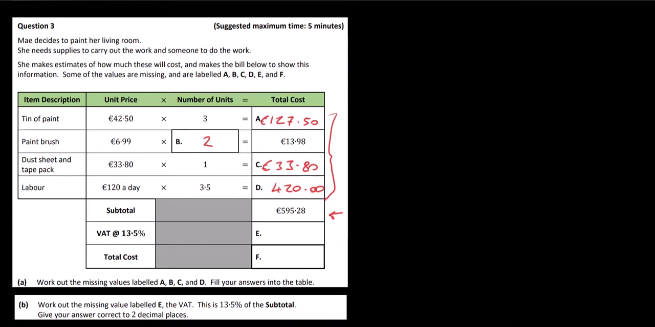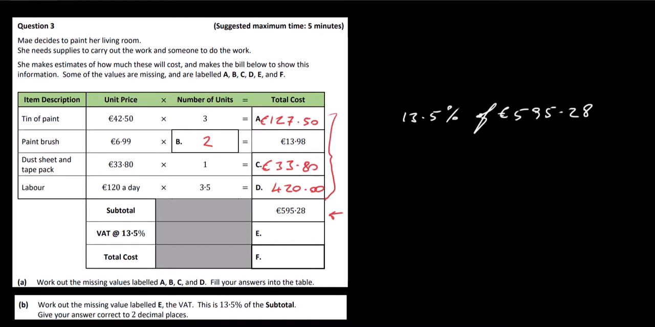595.28. So in part B here it says work out the missing value labeled E. The VAT, that is 13.5% of the subtotal. Give your answer correct to 2 decimal places. Okay, so all we've got to do is find 13.5% of the subtotal, which is 595.28.